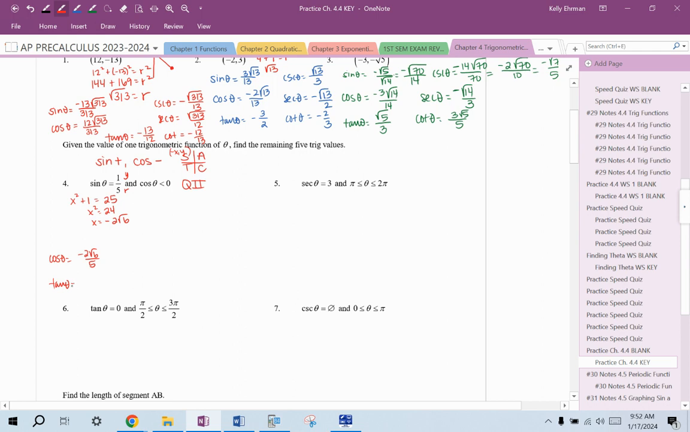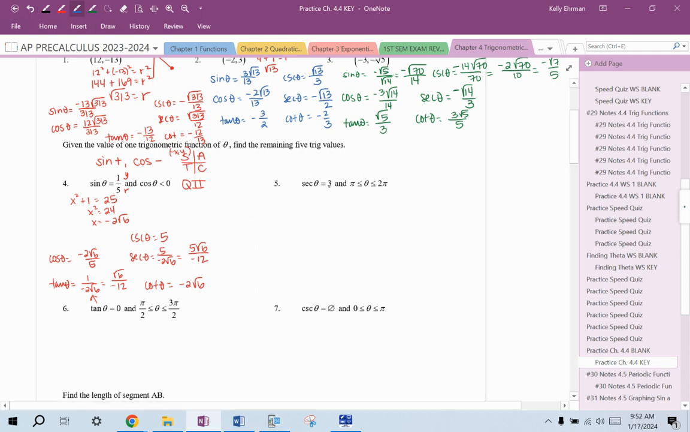Tangent of theta is equal to y over x. Now when you multiply that, you get radical 6 on top, and then you get negative 2 times 6, so negative 12 on the bottom. The cosecant of theta is 5. That's the reciprocal of 1/5. The secant of theta is 5 over negative 2 radical 6. So that's 5 radical 6 over negative 12. And cotangent theta, flip this one, you get negative 2 radical 6.